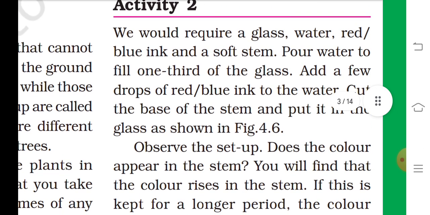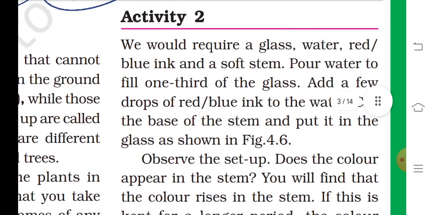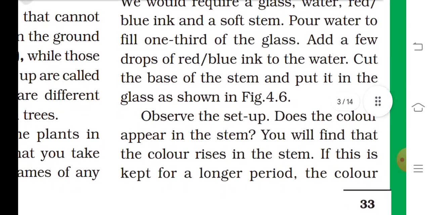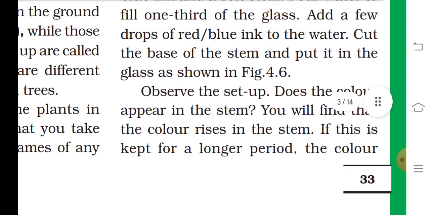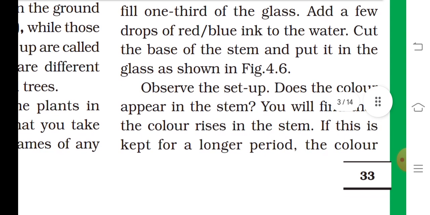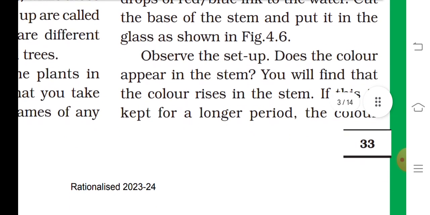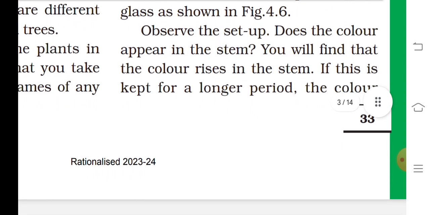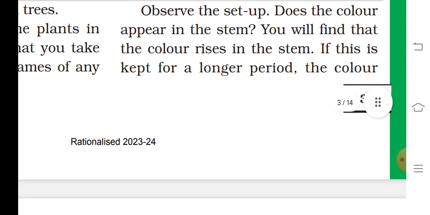Activity 2. We would require a glass, water, red or blue ink, and a soft stem. Pour water to fill one third of the glass, and add a few drops of red or blue ink to the water. Cut the base of the stem and put it in the glass as shown in figure 4.6. Observe the setup. Does the color appear in the stem?